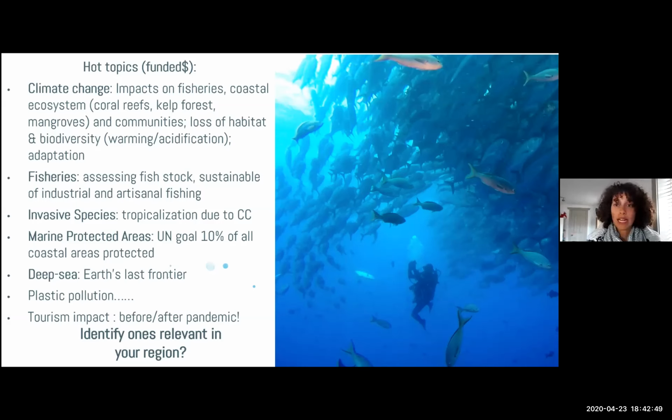The other big one that classically always gets a lot of funding is fisheries. That's obvious because it's food for us humans. It hires hundreds of thousands of people across the world, from the artisanal to the industrial fishing. And one of the key ones is doing stock assessments. So they need scientists to do stock assessments.